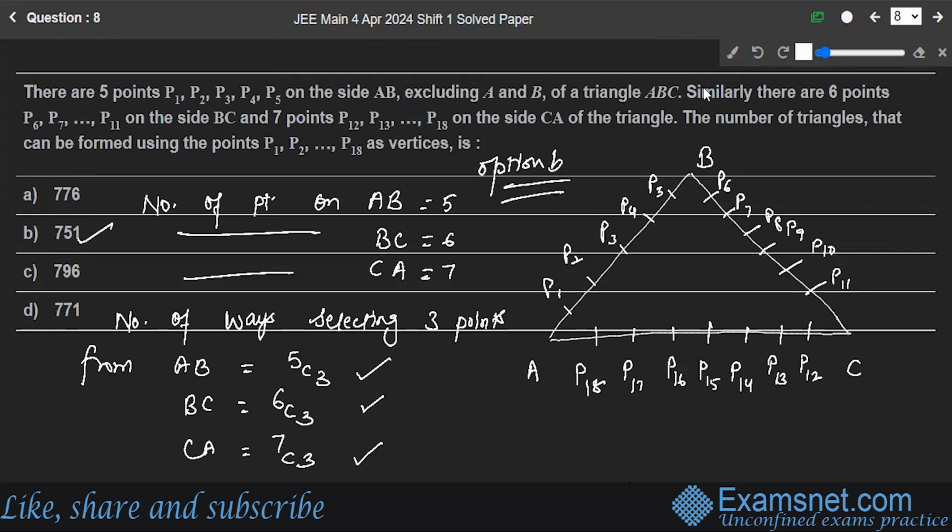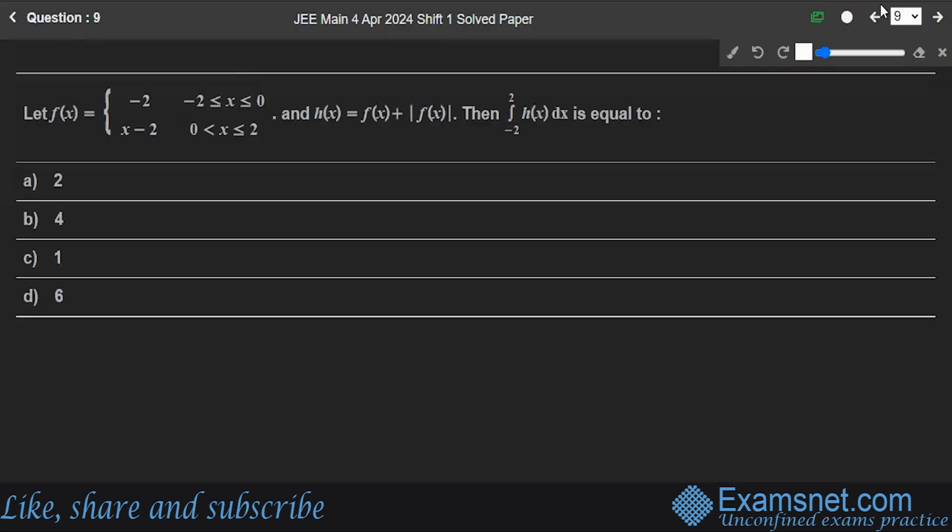Hope you understood this. Let's move to the next question. Question number 9. Let f(x) is equal to minus 2 when x lies between minus 2 and 0, and it is equal to x minus 2 when it lies between 0 and 2. Now, h(x) is equal to f of mod x plus mod of f(x), then you have to find out the value for this integral. Right, so first thing, you are having f(x) is equal to minus 2 when x lies between minus 2 and 0. So let's try and plot it on the graph.